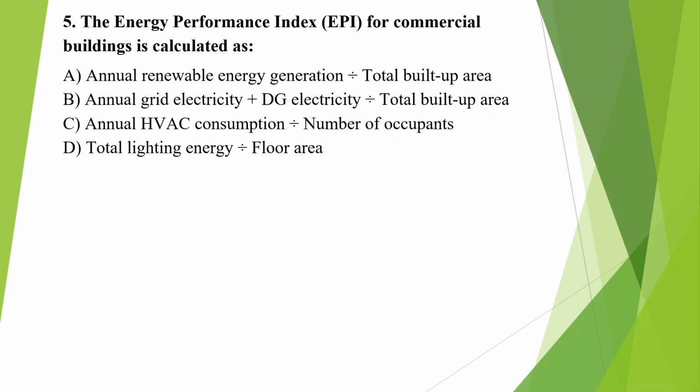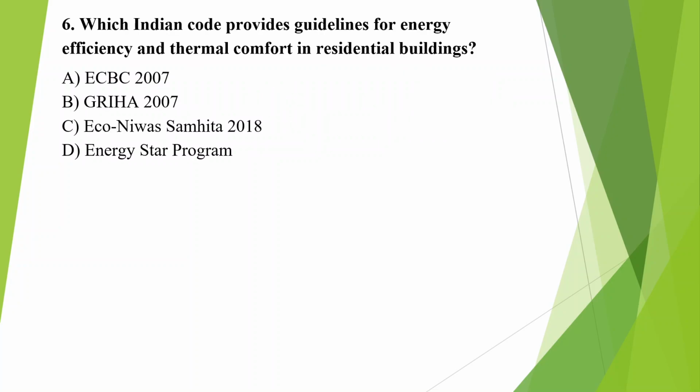That is, EPI considers only grid and diesel generated electricity. It is not going for any renewable energy. That's why option A gets eliminated. And lighting is also not separate from floor area, which is mentioned in option D. So option B is the correct answer, and whoever opted for option B for this question number 5 is absolutely correct. So let's move to the sixth question.